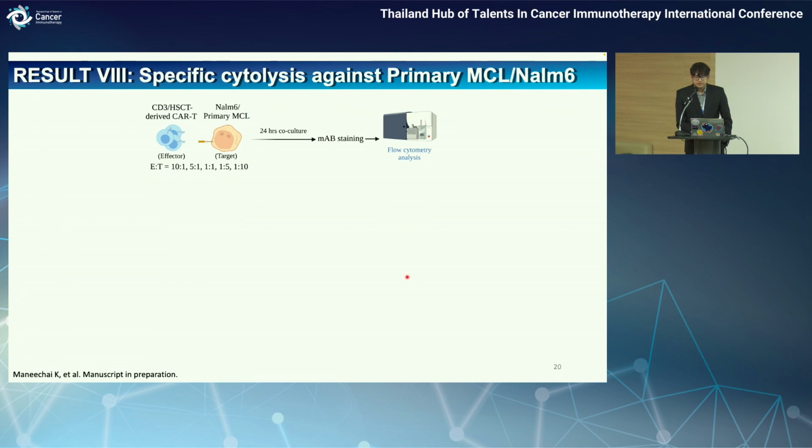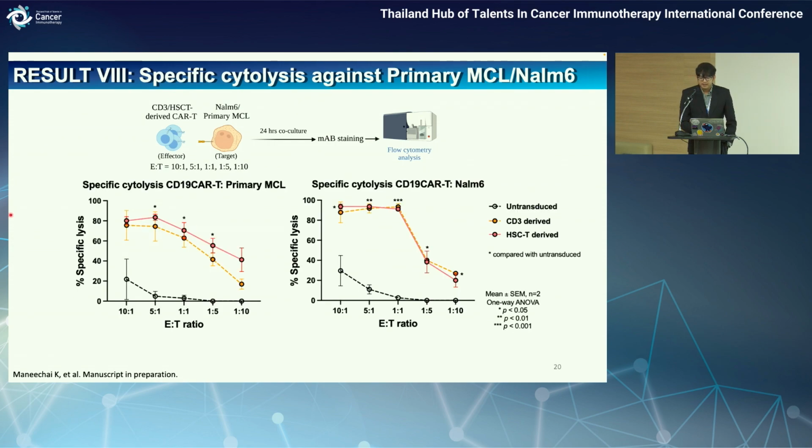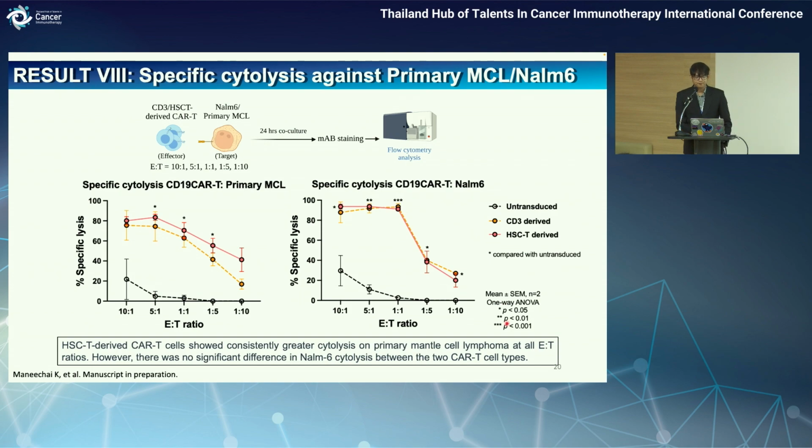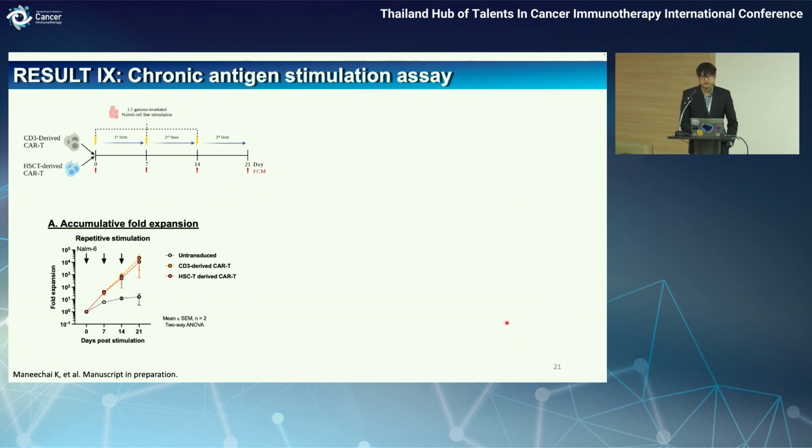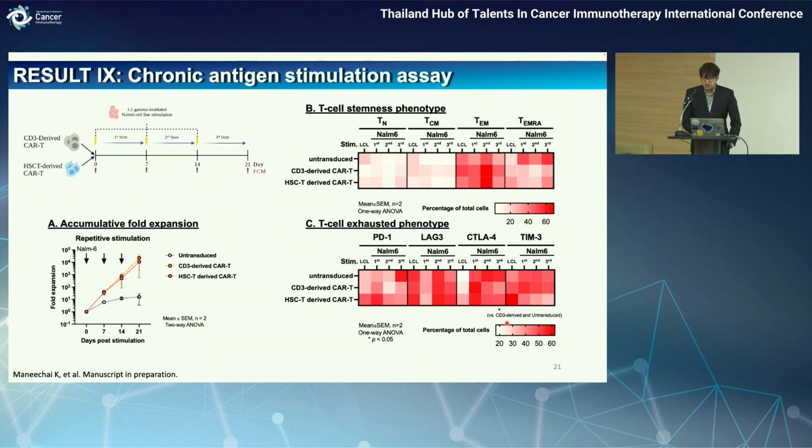And for the next result, this is a specific cytolysis against primary mantle cell lymphoma on the left panel here. It showed that the HSCT CAR T cell showed superior cytotoxicity compared to the conventional CAR T cell. For the NAM6 cell line, it showed similar cytotoxicity. And lastly, we performed 3 consecutive weekly stimulations to assess the fold expansion and phenotype. Both of the CAR T cells show no difference in fold expansion. In addition, both of the CD19 CAR T cell immunophenotype and exhaustion markers show comparable results.